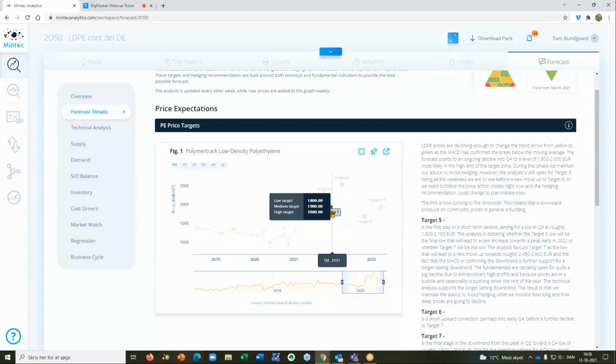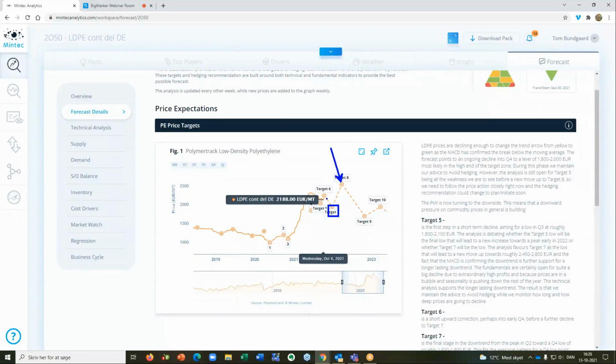That target 7 low point is scheduled to arrive in Q4 between 1,800 and 2,000. And right now we are at 2,188. So we avoid hedging while prices are dropping. And it may take a little while longer. And then when we're there at target 7, we expect a target 8 increase into Q1. And if the signals are correct at that time, then we will advise you to cover all of Q1, mitigate the risk so that you don't get that price increase.